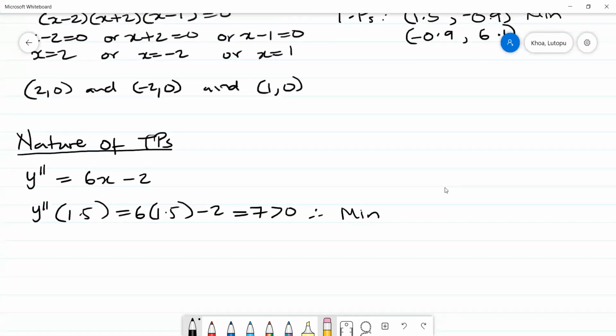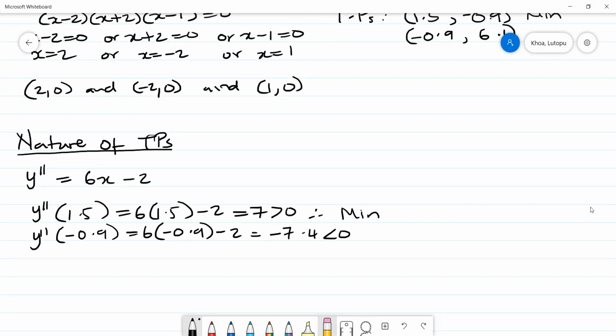And then we do the same thing, y double prime of negative 0.9. So we have 6 times negative 0.9 minus 2. This is negative 7.4. So this is negative, and therefore we have a maximum.